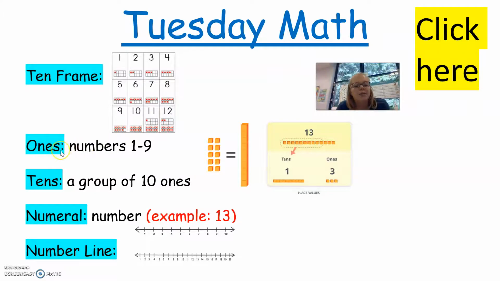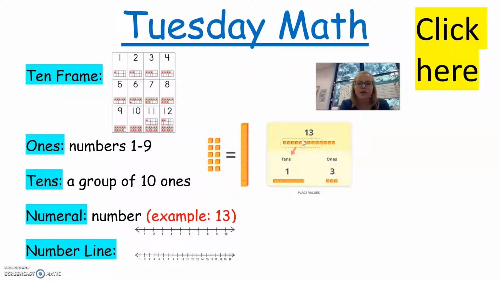Our next word is ones. Ones are numbers 1 through 9. So they look like these little squares. Once you get to 10, so 1, 2, 3, 4, 5, 6, 7, 8, 9, 10, you get a group of 10, so a tens rod. That's what this looks like. So this is one group of 10. So the number 13, this is the 10 spot. I see I have one group of 10 and 3 ones. So the number shows me how many groups of 10 and how many ones I have.